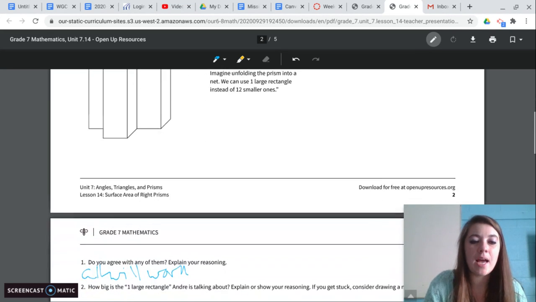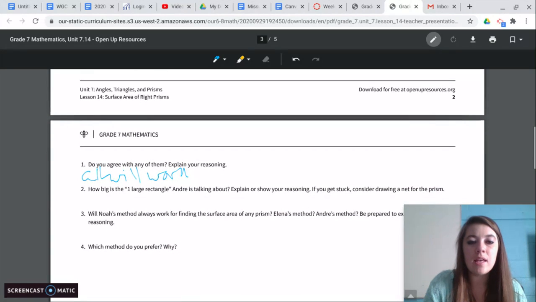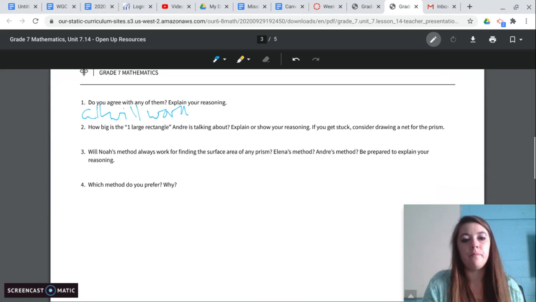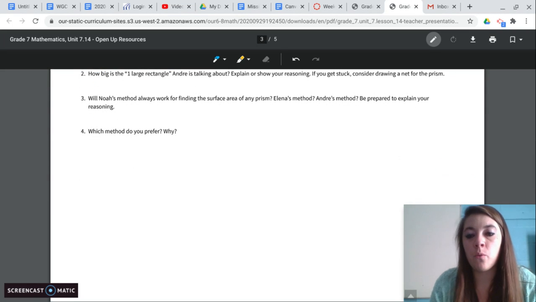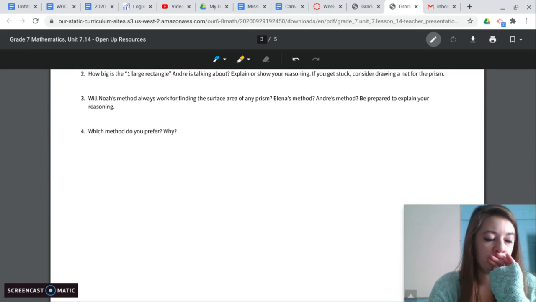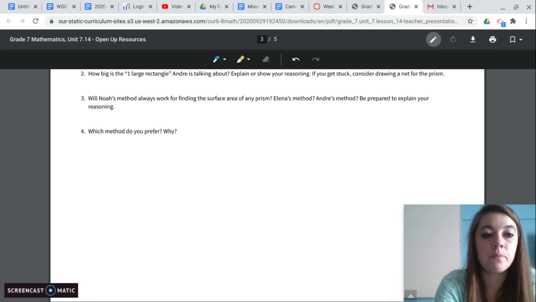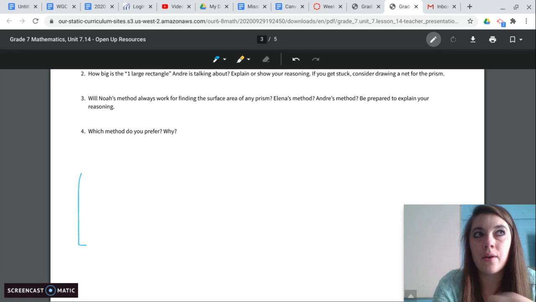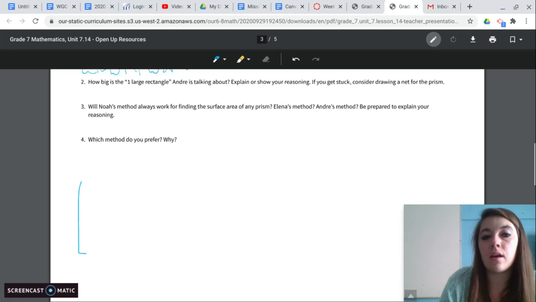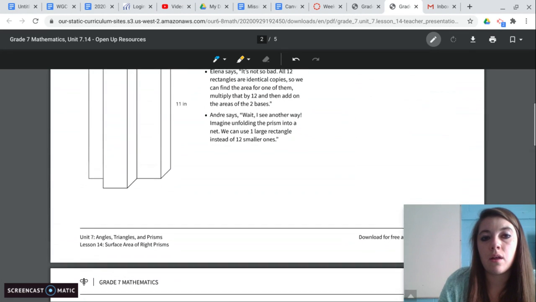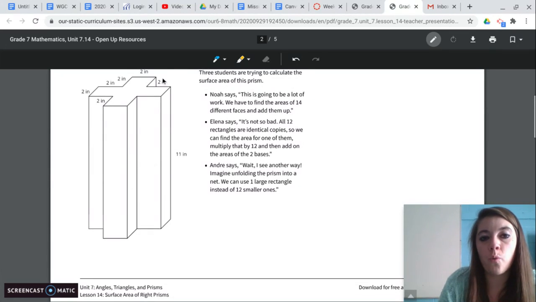For number 2, it's asking, how big is the one large rectangle Andre is talking about? So when we're talking about the one large rectangle, we have this 11 by 2 rectangle. Now each of the sides are 11 by 2. And we established that there are 12 sides to this whole thing.